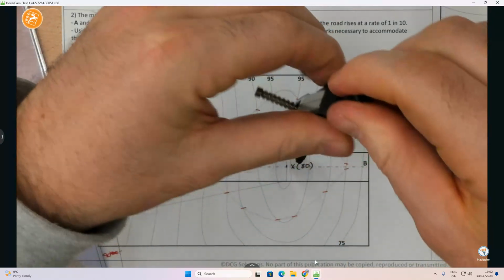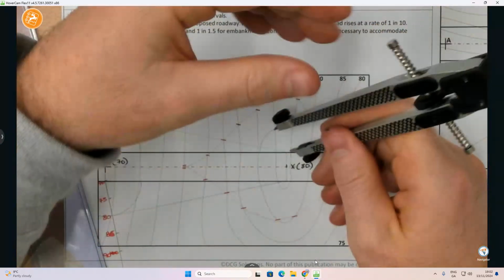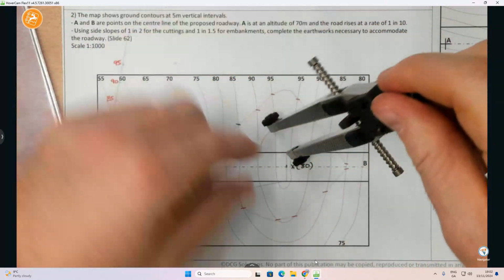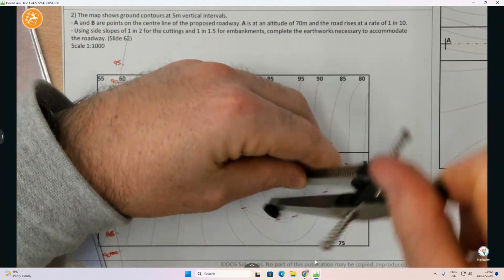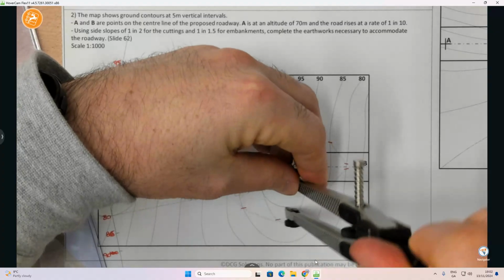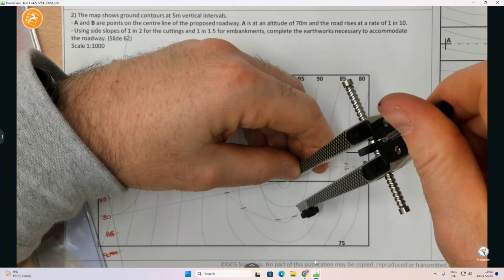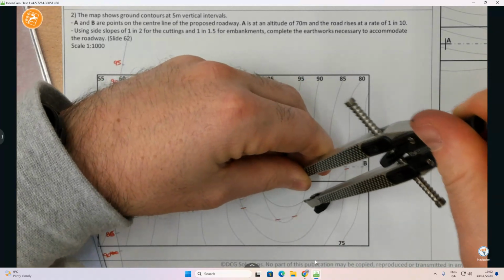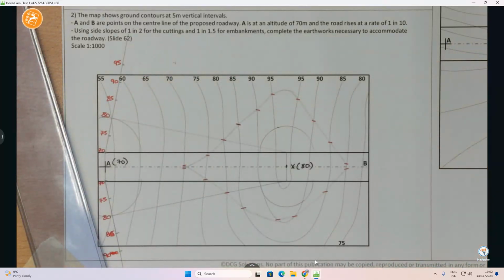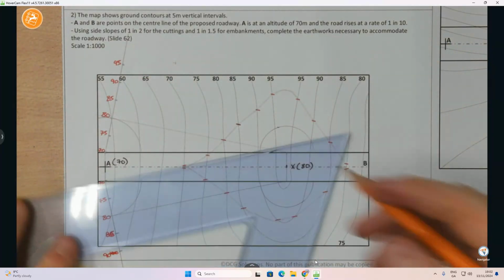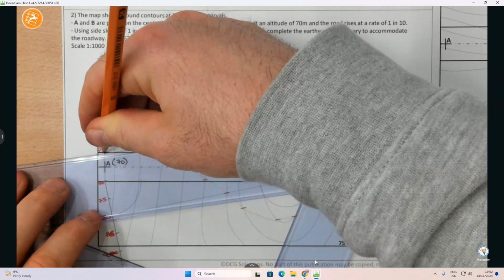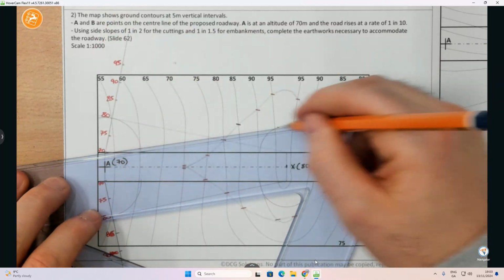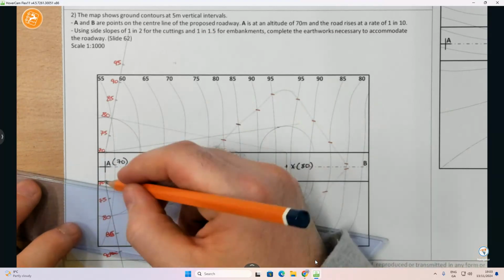my little semicircle, which is a little bit smaller this time. Try and not slip. And the same thing here. And once again, try not to slip. Okay, now my tangent comes from the low part of the road. So from A this time, my tangent is going to go like that. And the same thing here.